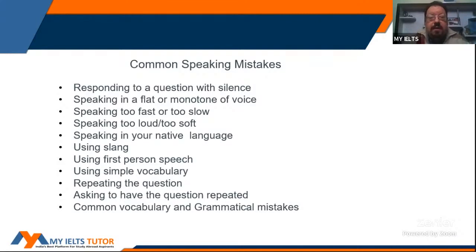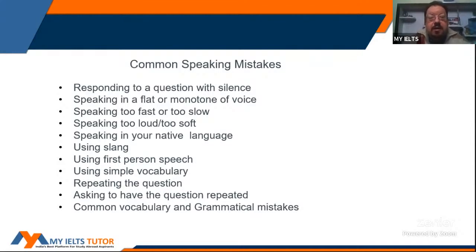Now, if you notice how I'm speaking, I don't sound like a robot like I'm doing now. You want to have some type of emotion in your voice. This is natural speaking. And so the scorers are going to look at how natural your speech is. And so when you talk in a flat monotone voice, you won't sound natural.